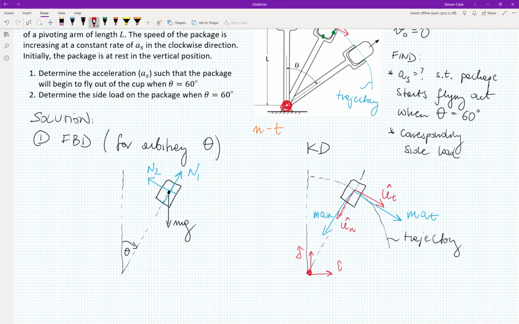Normal, because it has to point inside the curvature. And UT has to follow velocity.